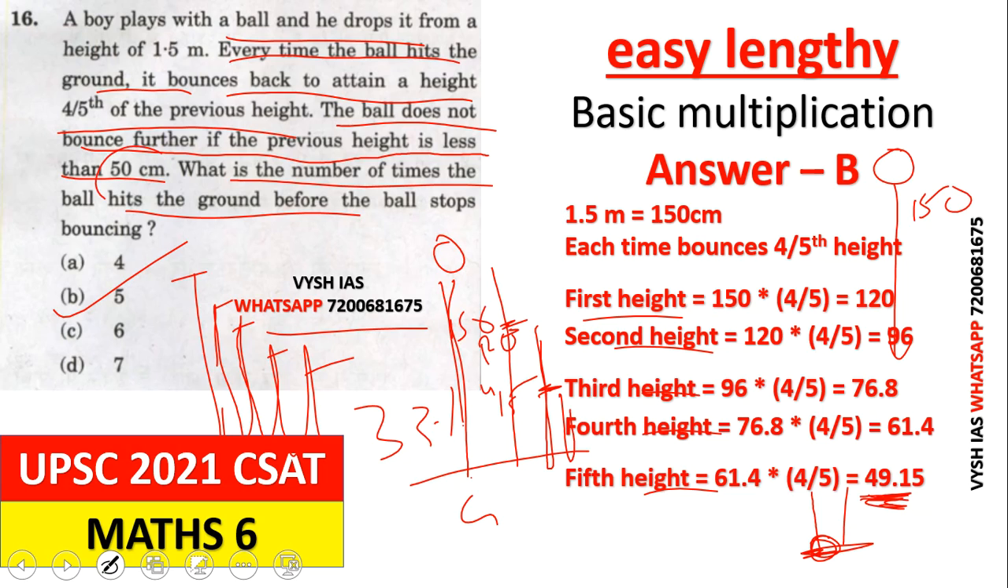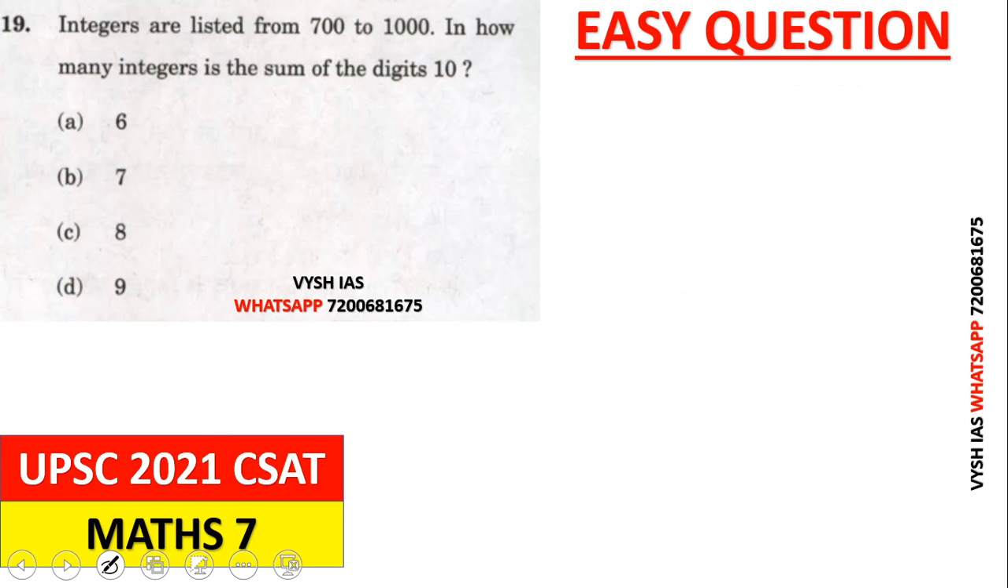Then after that, it cannot bounce because that is what is given in the question. Okay, so these are kind of easy questions. Just multiply into 4 by 5, as many number of times till it becomes below 50. This is again one of the easiest questions which came that year, but many people seeing integers, sum and all, they will skip it.